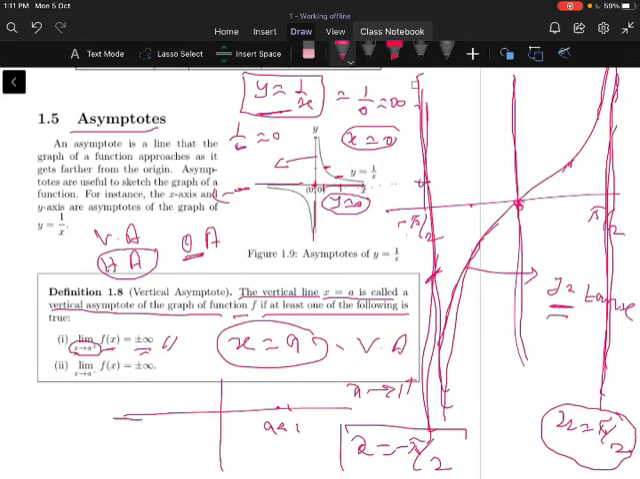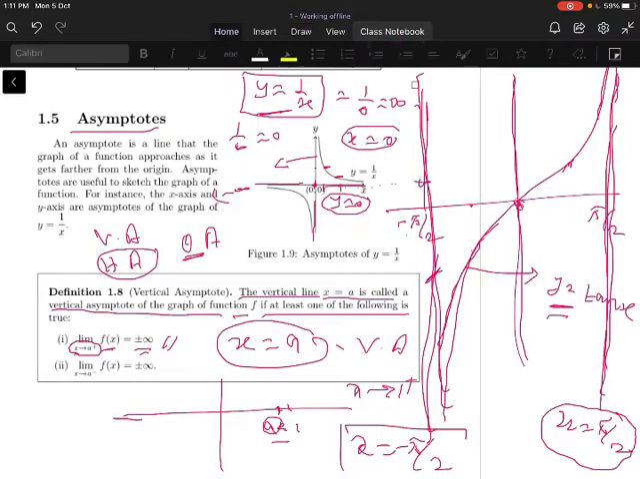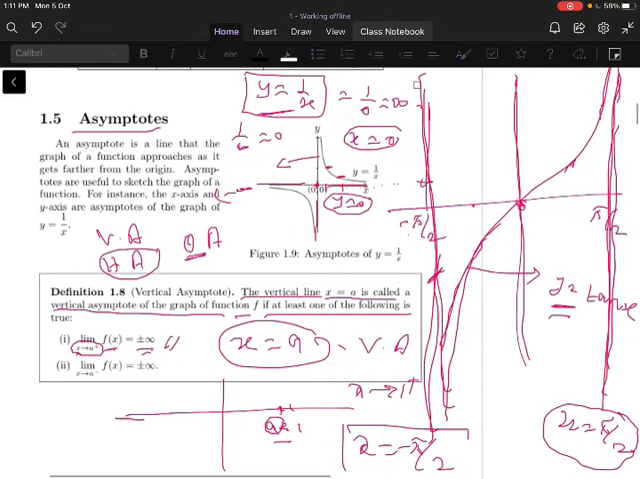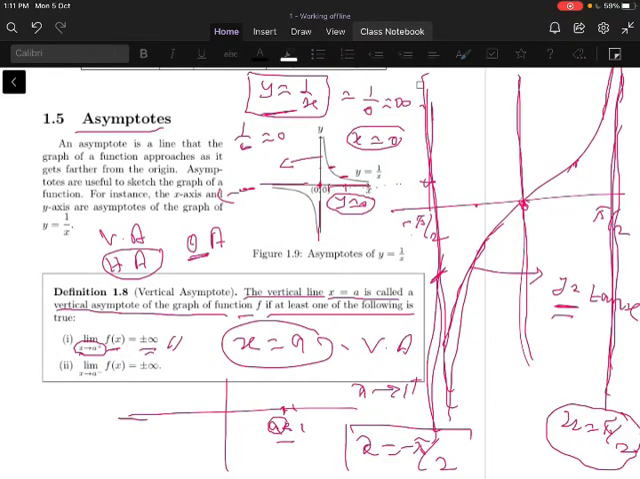1 minus values are nothing but less than 1: 0.9, 0.99, 0.999. These are the values close to 1 minus. A is equal to, I consider 1. A plus is nothing but approaching from the right side of the point A, and A minus is nothing but approaching A from the left side of the point A. Nothing but A minus and A plus. So we have seen the vertical asymptotes.